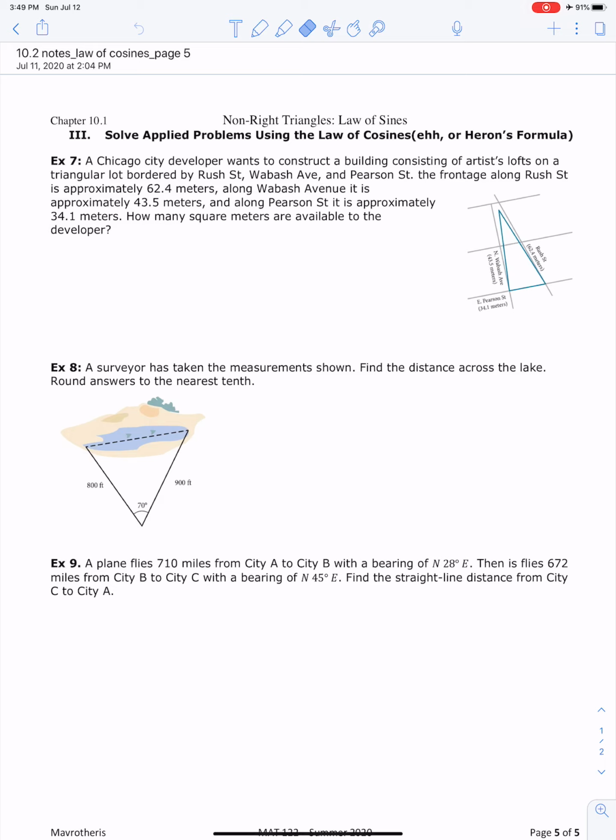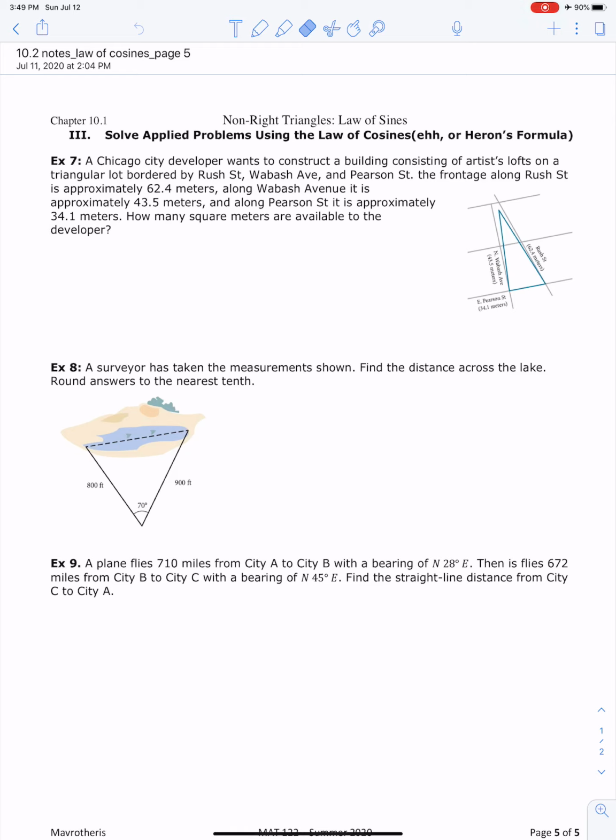Example 7. We've got a Chicago city developer who wants to construct a building consisting of artist lofts on a triangular lot bordered by Rush Street, Wabash Street, and Pearson Street. The frontage listed along each of those roads is given: 62.4 along Rush Street, 43.5 along Wabash, and 31.4 along Pearson Street. We want to know how many square meters are available to the developer.